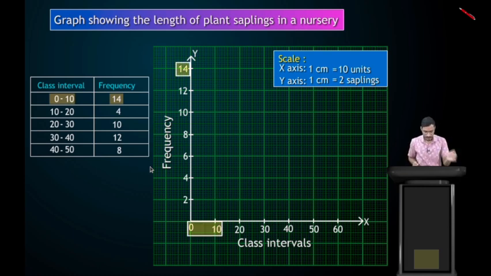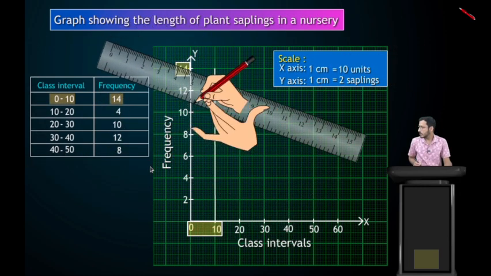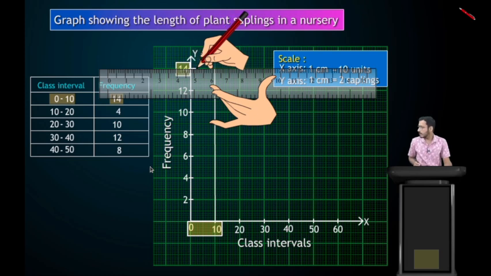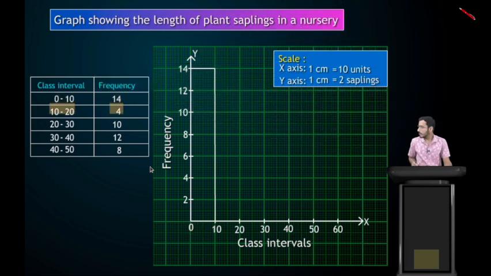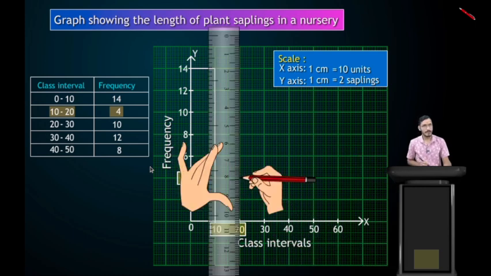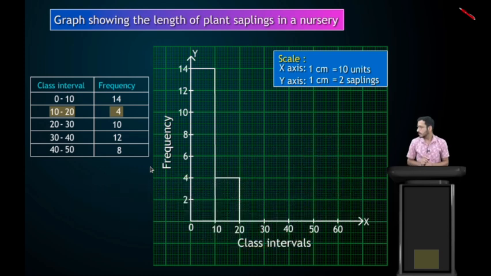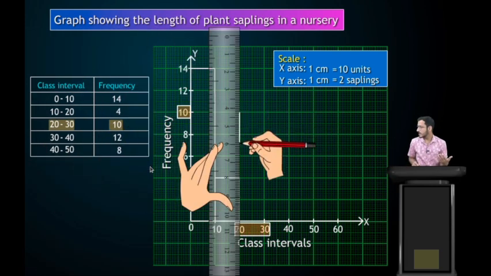Now one by one we take the frequencies. For the first class, frequency 14, we draw a bar of height 14. The next bar, 10 to 20, has height 4. Next, 20 to 30, the height of the bar is 10.